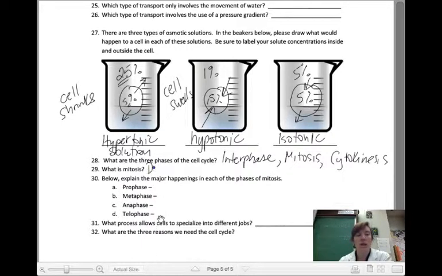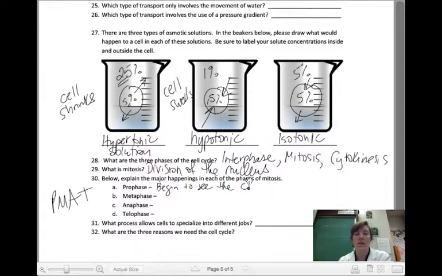So mitosis, we just said, is the division of the nucleus. And we have 4 different parts to that. And we write it as PMAT: prophase, metaphase, anaphase, telophase. And here are the big things that you see happening in each of those stages. So prophase, we begin to see the chromosomes. So the DNA goes from a big plate of spaghetti to looking like our beautiful, cute little chromosomes in the shape of an X. In metaphase, the chromosomes line up in the middle.